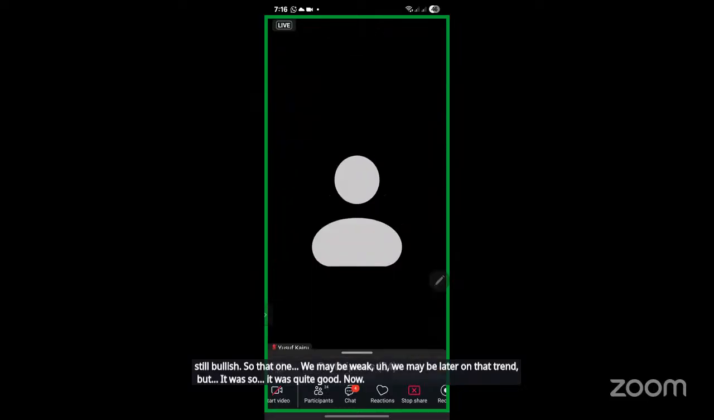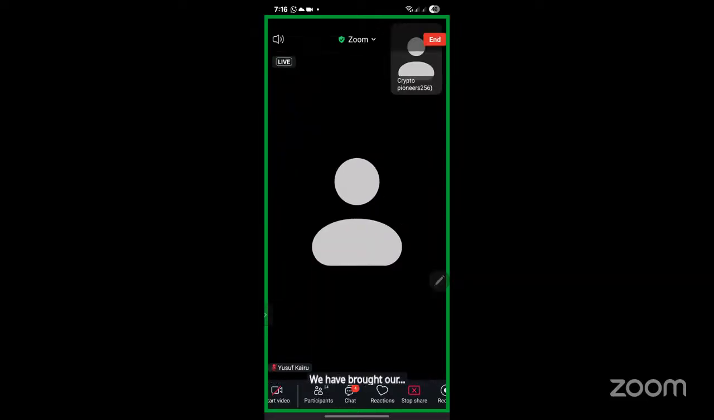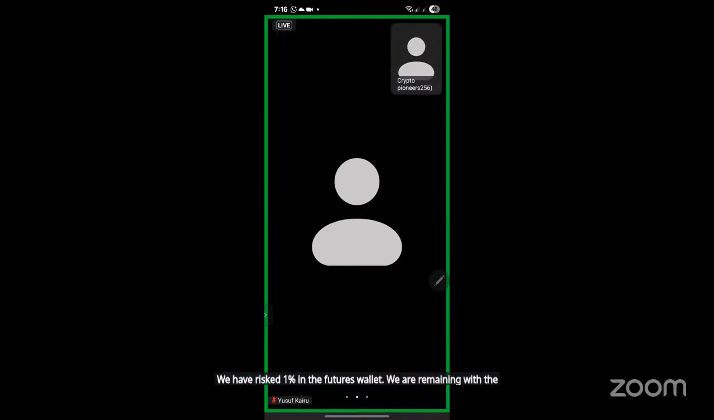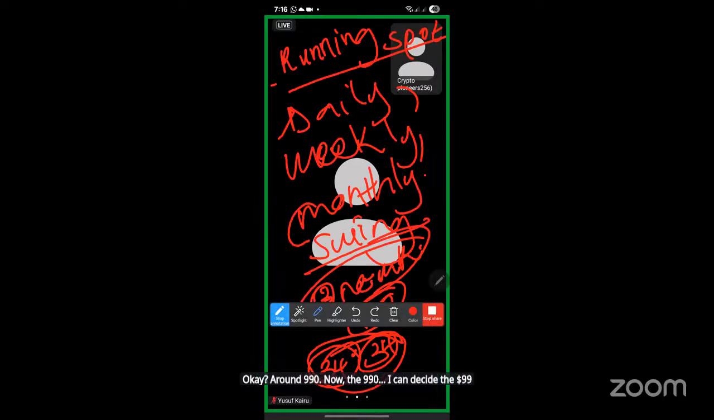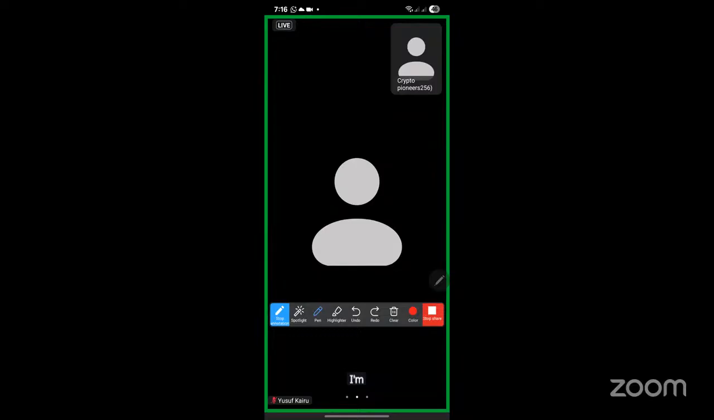Now we have brought our $1,000. $1,000 is our capital. We have risked 1% in the futures wallet. We are remaining with around 990. Now the 990, I can decide. I'm going to trade one coin with $300. Okay, with $300. Now, let me go in the spot market. I have capital management.